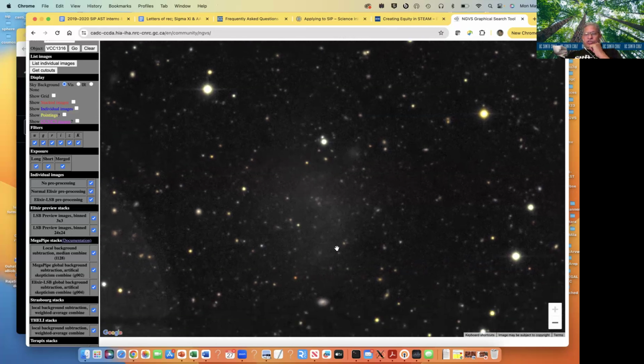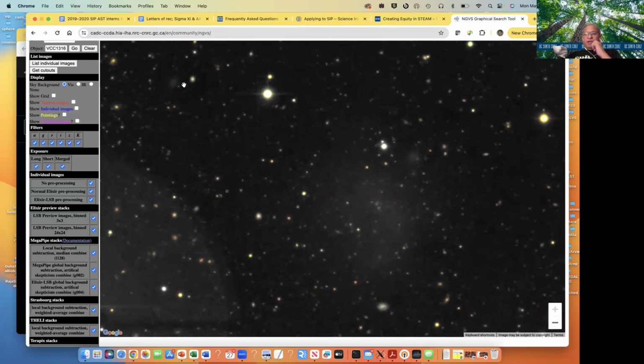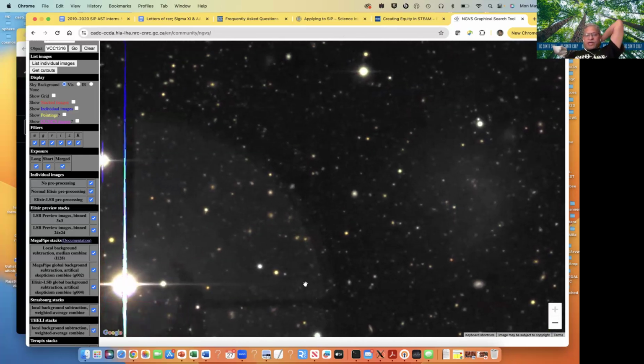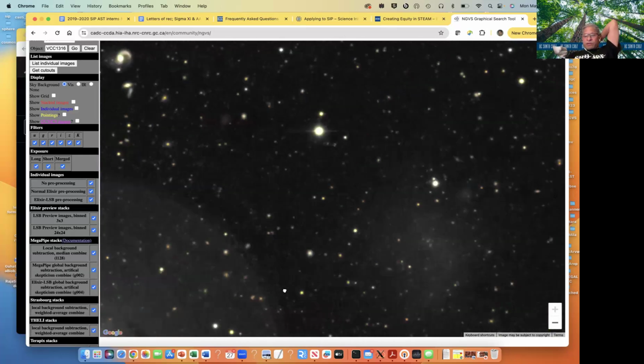You can actually see two of them in this picture. One, that's the bigger one, and then another really diffuse galaxy down here where my cursor is. You see another very diffuse galaxy down here, up in the upper left. This big halo is scattered light from this bright star.